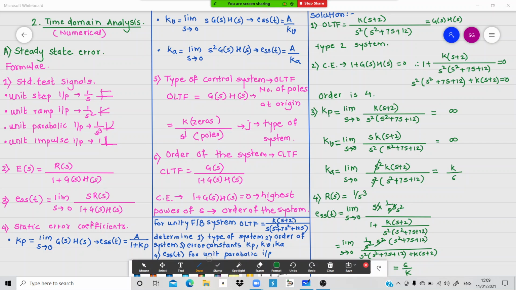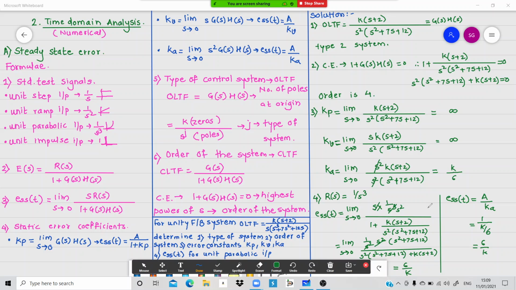On the same line, if you want to go by the other way, it is a shortcut, right? You know that you are talking about parabolic input. In that case, your ESS is A by Ka. So I can write ESS is equal to A by Ka, and we got Ka as K by 6, and A is 1 because it's unit parabolic. The coefficient in the numerator is 1. So it is going to be 1 upon K by 6, so it is going to be 6 by K.